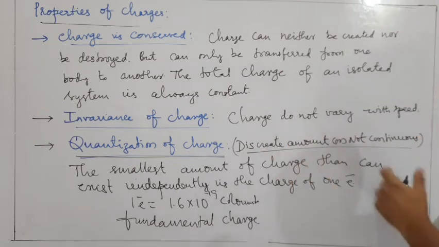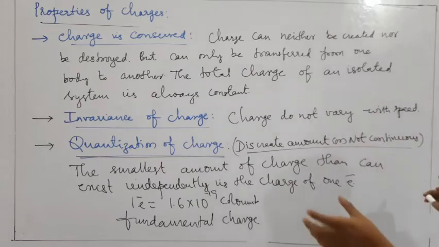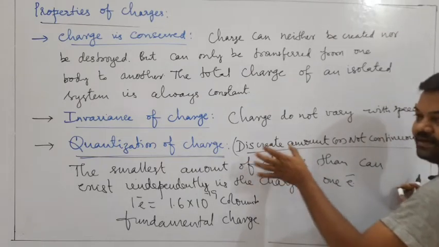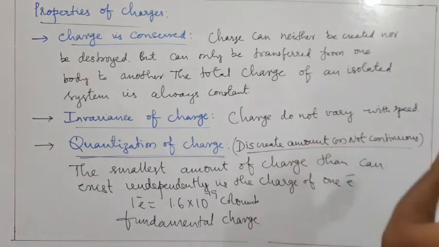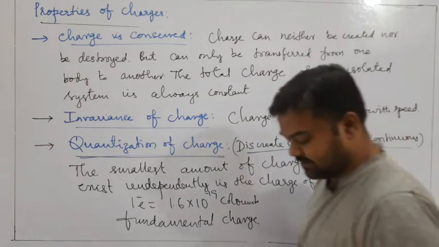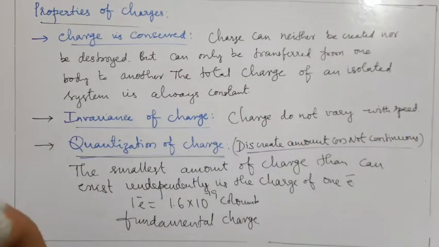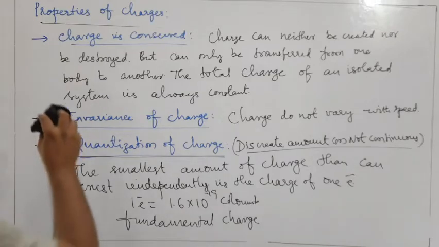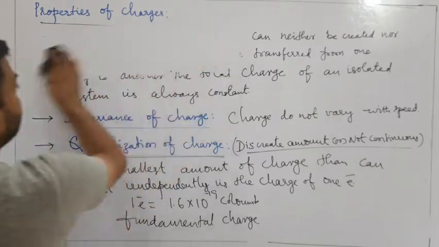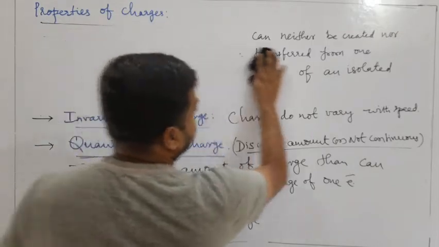Quantization means the flow of charges from one body to another body is in discrete amounts. They are discrete amounts, not a continuous amount. That we will discuss here. Okay, first you write all this one. Shall I rub this one? Okay, I will rub the one point.